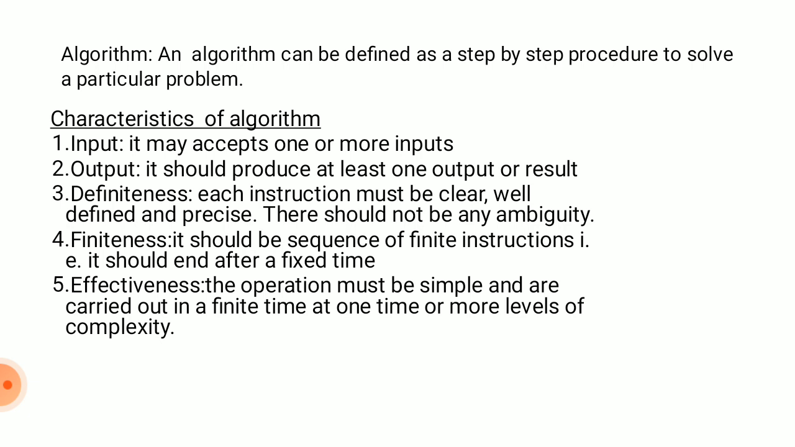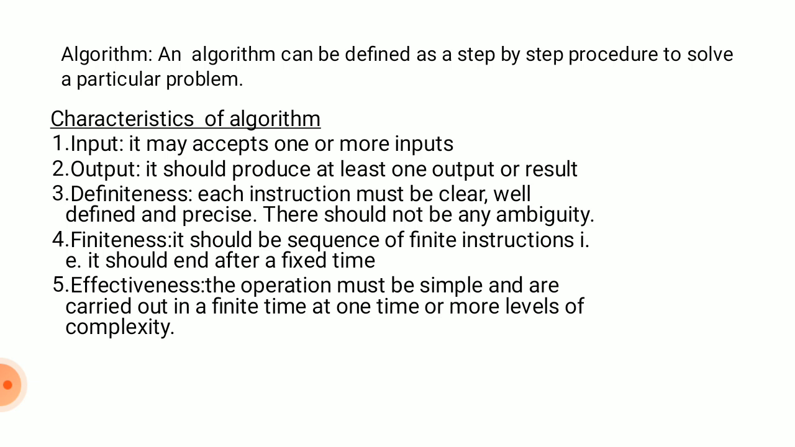Now we will discuss the characteristics of an algorithm. There are 5 characteristics of algorithm: input, output, definiteness, finiteness and effectiveness. First, input. What is input? Input means feeding some data into a program. An algorithm may accept one or more inputs. To produce something you have to feed something to the program, right? That is one characteristic of an algorithm, that is input.